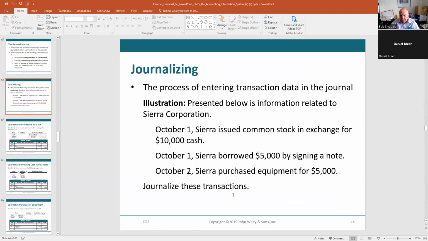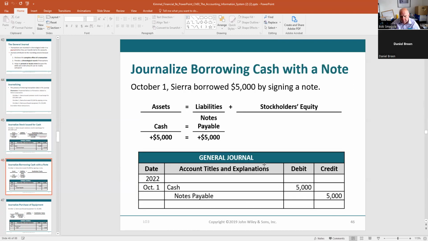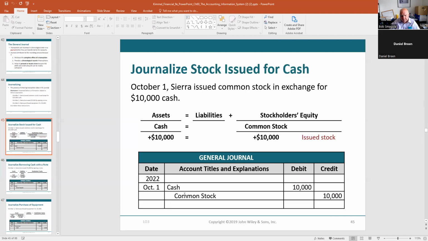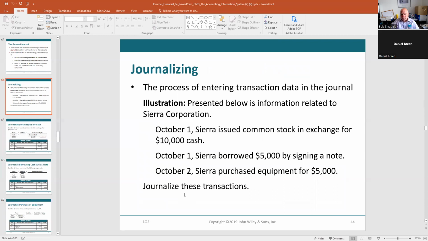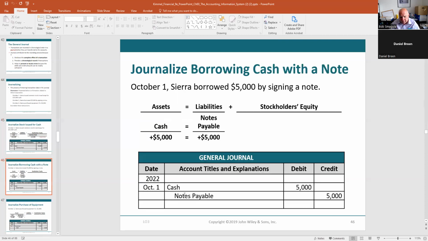They borrowed money by signing a note. Cash is going to be debited. Notes payable is going to be credited because liabilities have a normal credit balance. Right there. And then in the last one, they purchased equipment for $5,000. I assume that's cash. So cash is going to be credited and the other asset, equipment, is going to be debited.